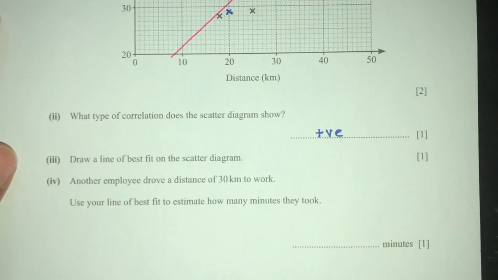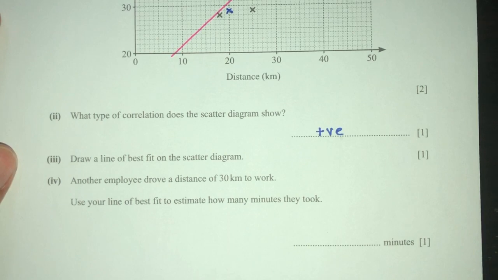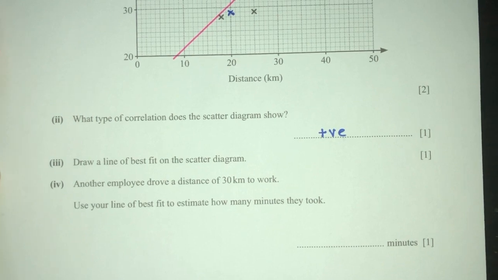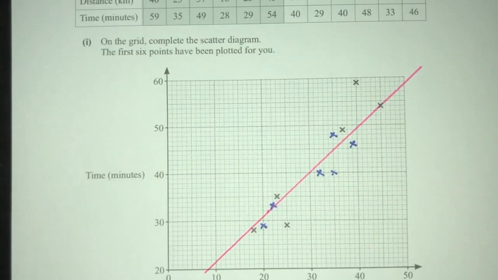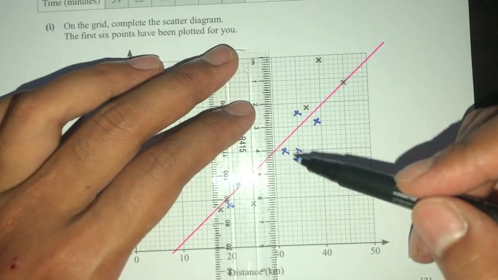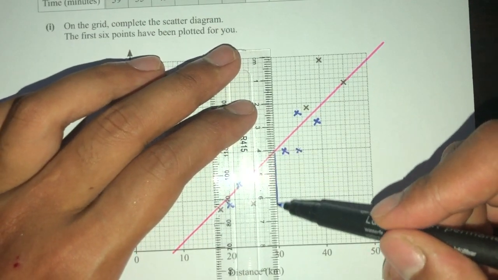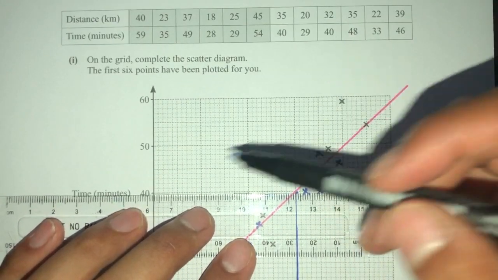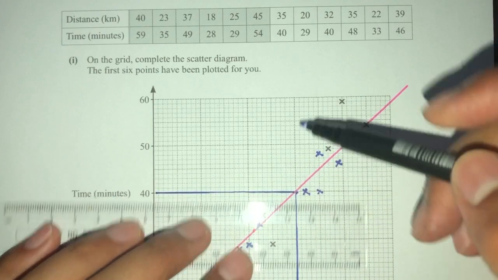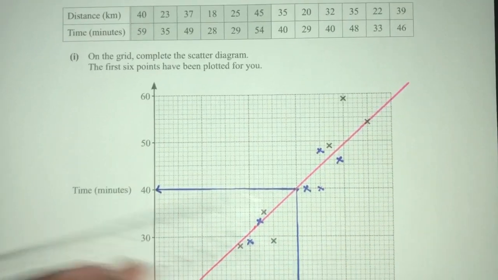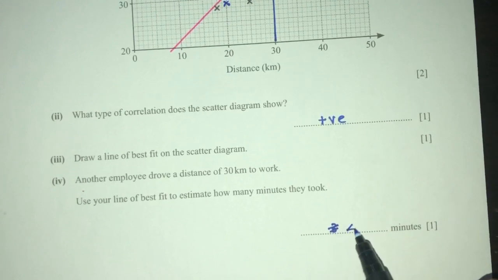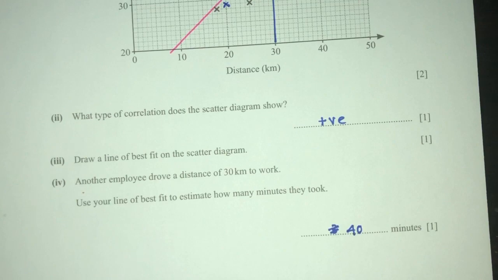Now for part 4, another employee drove a distance of 30 km to work. Use that line you just drew. Again, it will depend on the line you drew to find the minutes he took. So 30 will be right here. Obviously you have to show your work. So according to my graph, 30 right here, and then the corresponding value will be 40 minutes according to my line of best fit. So your line could give 39, 42, or 38, around that value as well. So for me it will be 40, but for you it could be 38 or 42. That should be okay as well. That will be part 4 of your question.